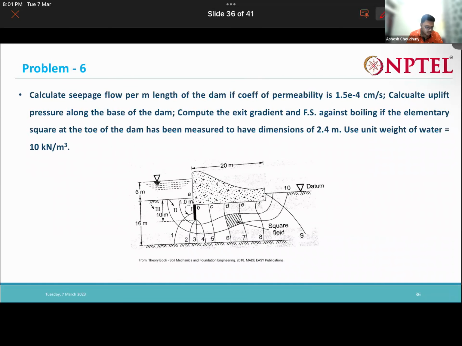So the next problem, here we have to calculate the flow per meter of the dam, coefficient of permeability is this much. Calculate uplift pressure along the base of the dam. Compute exit gradient and factor of safety, if the elementary section at the toe of the dam has been measured to have this dimension. Use unit weight of water as 10. Okay, so one by one let us do. First let us calculate the flow. So tell me what is H here?